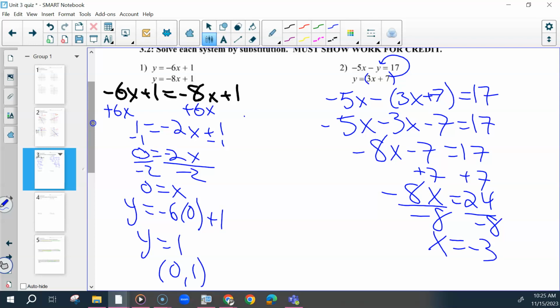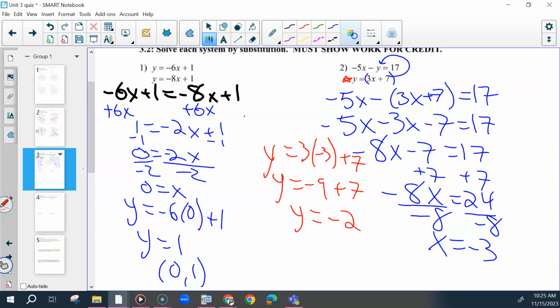Many of us that solved this one got that, but when we put it back in here, you put the negative but calculated incorrectly. So if we're putting this negative 3 back into this equation, that would be y equals 3 times negative 3 plus 7, which would be negative 9 plus 7. Some of us did not put the negative, so we got a different answer. So that should have been negative 2. Some of us got positive 2. And our ordered pair would have been negative 3, negative 2.